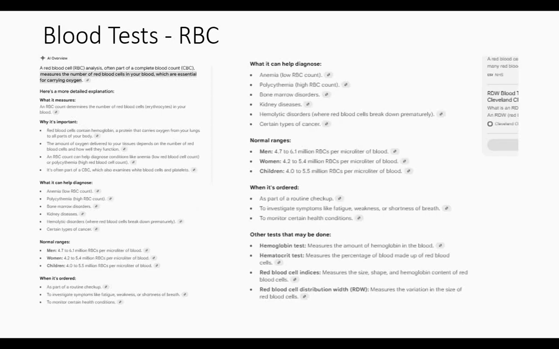Okay, blood tests: RBC, red blood cell analysis, often part of CBC, measures the number of red blood cells in your blood, essential for carrying oxygen. What does it help diagnose? Anemia, bone marrow disease, kidney disease, certain types of cancer. Normal ranges for men are 4.7 to 6.1, women 4.2 to 5.4 million. Children 4.0 to 5.5 million RBCs. It helps diagnose anemia, bone marrow disease, and kidney disease.